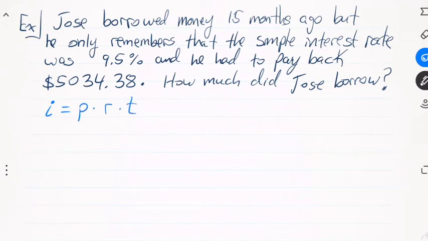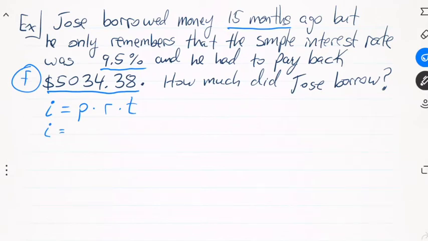All right, so do I know the interest in this problem? When you start looking at the numbers that are given to us, we have this number, which is definitely not interest. We have this, which is the interest rate, and we have this number up here, which is just the time. And the $5,034.38 is how much he has to pay back at the end of the loan, so that's actually the future value. So if I say, well, what is the interest? Since I don't know, I'm just going to leave it alone.